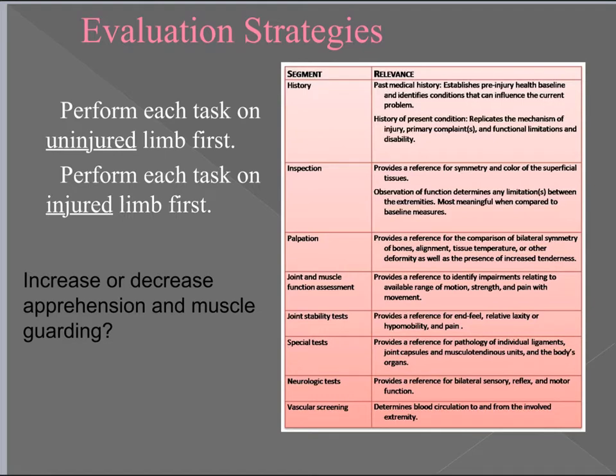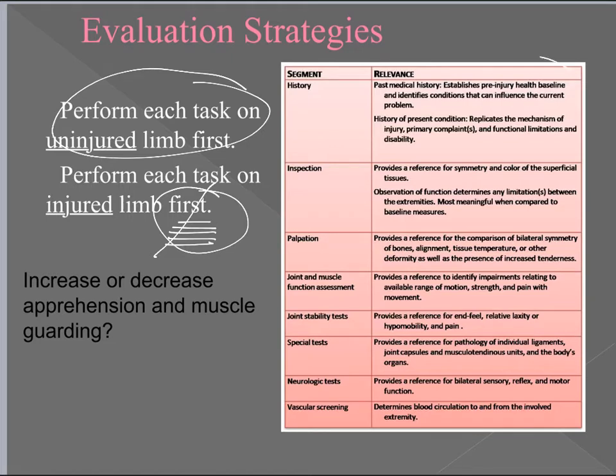And then we are going to perform the task on the injured limb, right? Now we'll see some clinicians who perform the task on the injured limb first, right? And I do not recommend this for many reasons, the two that I alluded to before, right? So my question to you is, what do you think? Does performing a task on the injured limb increase apprehension or decrease it? And the answer is it's going to increase it. So we should always be performing that task on the uninjured limb first, right?